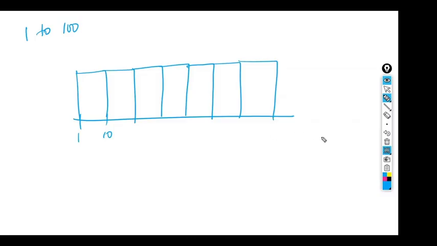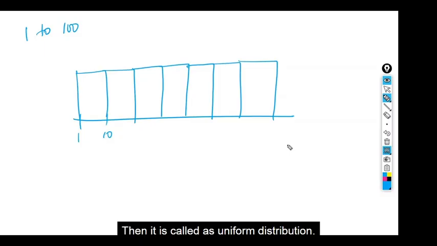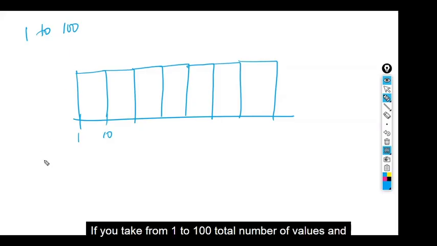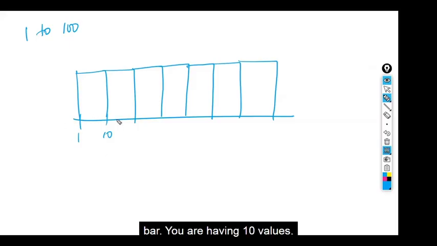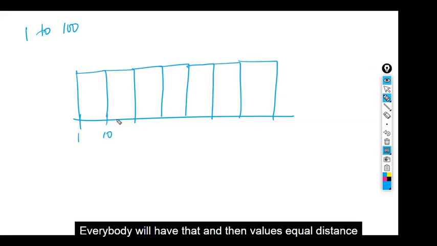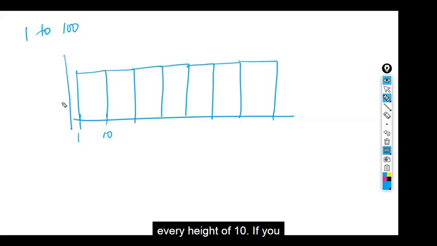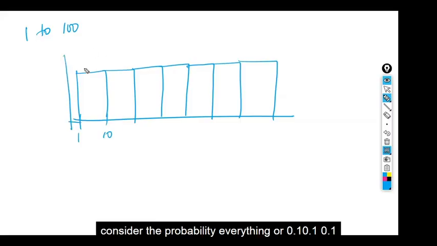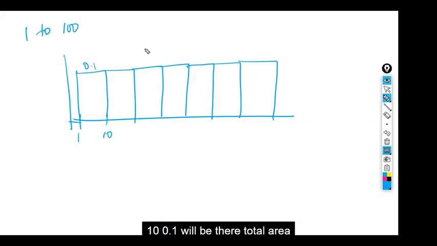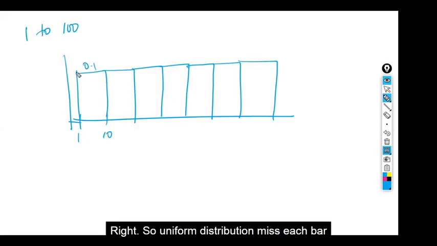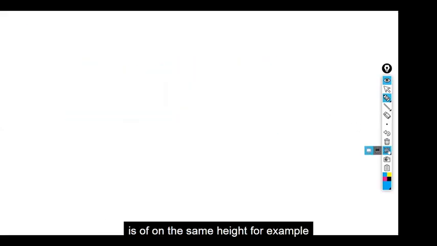Everything is the same, then it is called a uniform distribution. The example is from 1 to 100. Whatever total number of values you have, you are representing each bar, and each bar has 10 values, equal distance. Every height is 10. If you consider the probability, everything is 0.1, 0.1, 0.1, 10 bars of 0.1. The total area is going to be 1 only: 0.1 plus 0.1 plus 0.1 and so on. The total area is always 1. So a uniform distribution means each bar is at the same height.